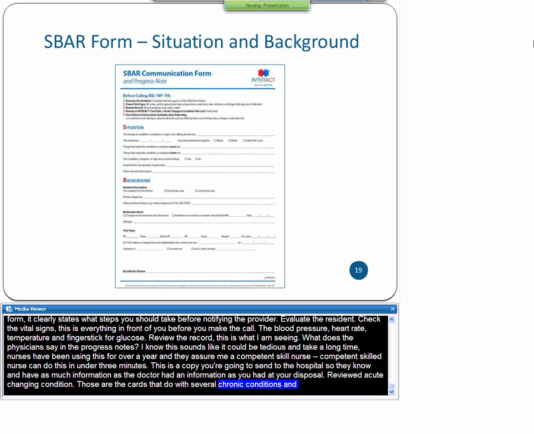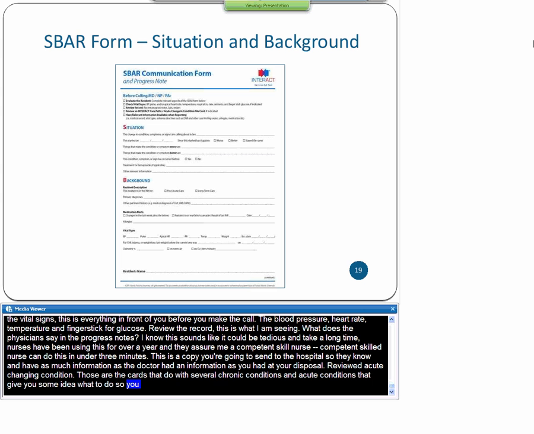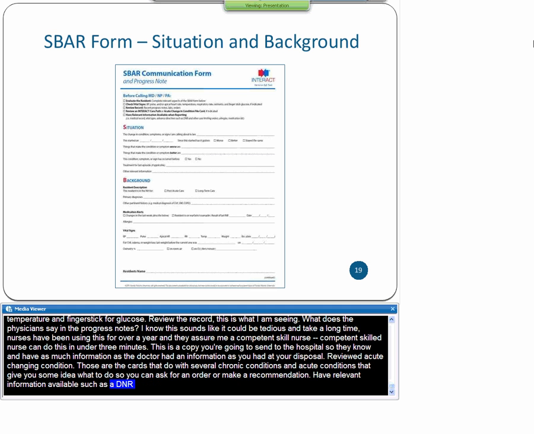Have relevant information available for reporting, such as a DNR and any other end-of-life or advanced care planning. What is the baseline vital signs? So good to give that information if the provider doesn't know what's baseline on this resident and how this is different from what you're telling me.